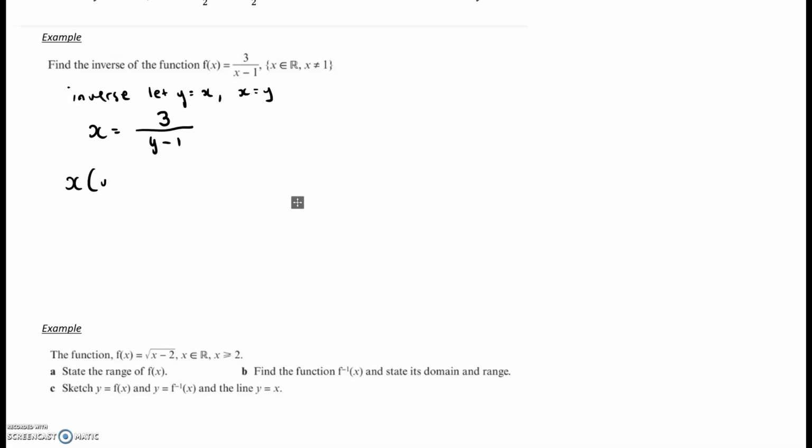So I'm going to write that as x bracket y minus 1. So I've multiplied by y minus 1 equals 3. Okay, I'm then going to divide through by x. So that gives me 3 over x, and then I'm going to add 1. So 3 over x plus 1. That's my inverse.